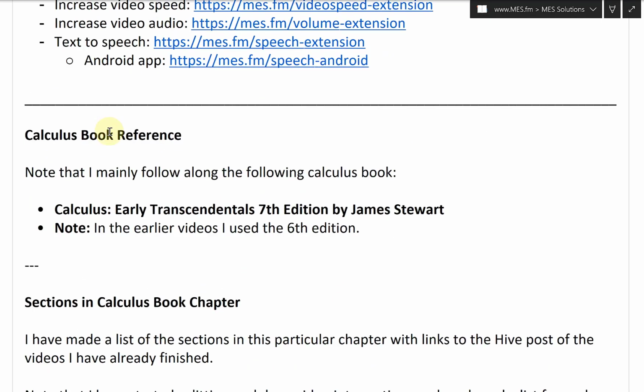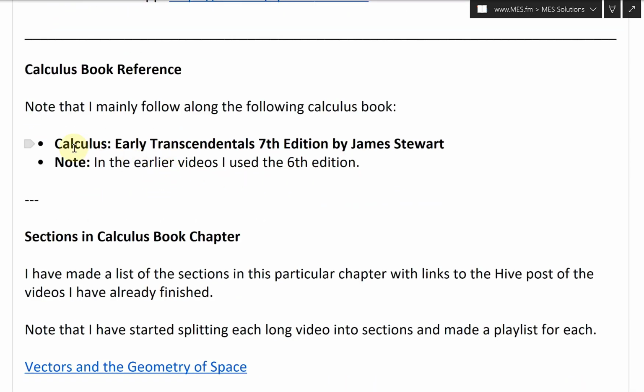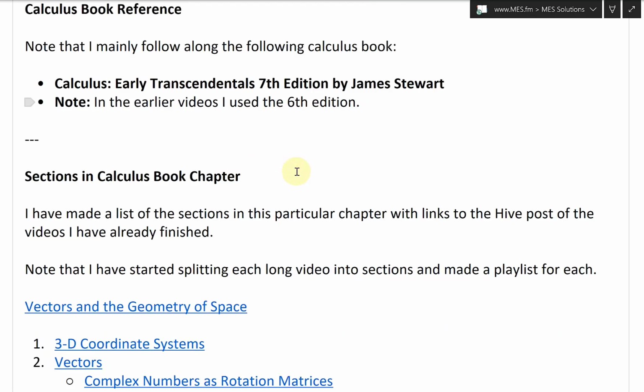Alright, so let's continue further. Calculus book reference. Note that I mainly follow along the following calculus book. This is Calculus: Early Transcendentals, 7th edition by James Stewart. And note, in the earlier videos I used the 6th edition.